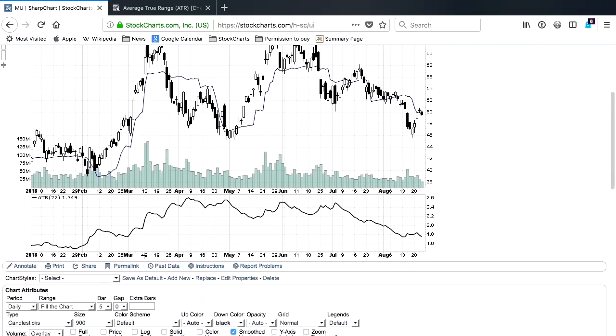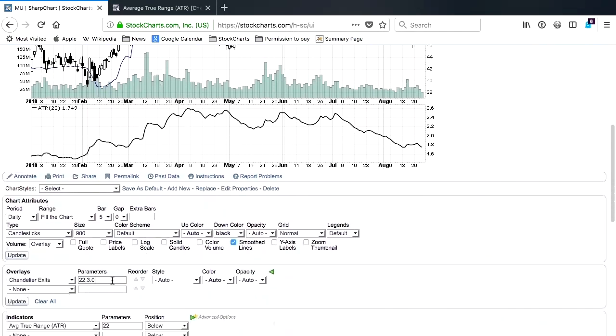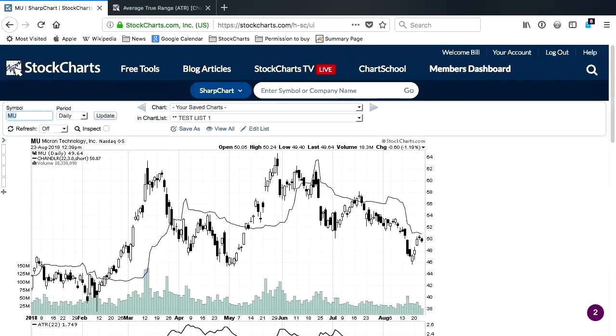Chandelier Exits have a couple of components. One is the long, and one is the short. So we can do a short version of this, and this would basically be the opposite of the longs. This would be a case where if you were shorting the stock and we cross above it, that's again defining a new trend. This is going to be 22 periods from the low, or 3 ATRs from the low of the 22 periods. So here we've got a case where we've crossed above this. It means we're basically in a new uptrend, and if you're shorting something, an uptrend is the last thing you want to see.